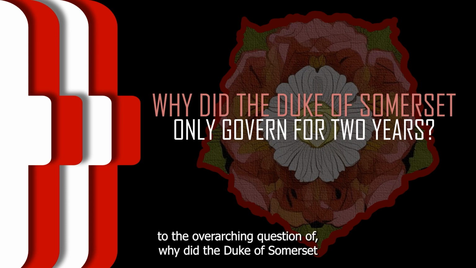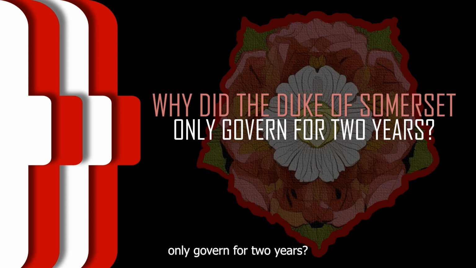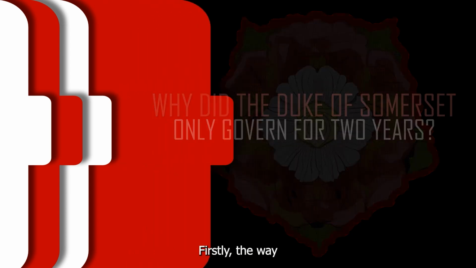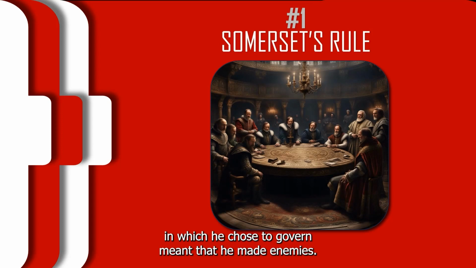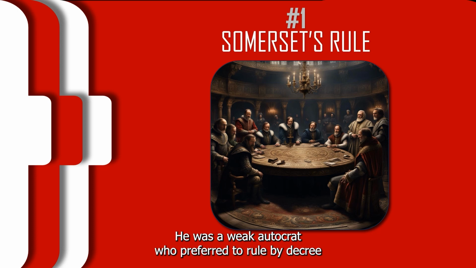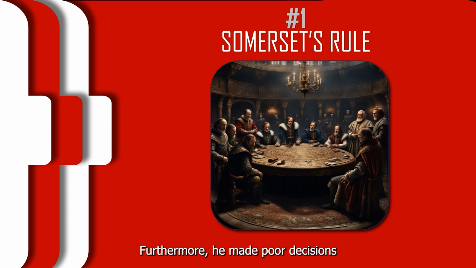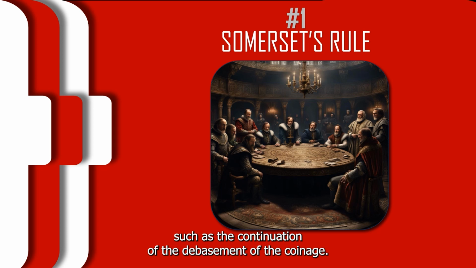Let's return to the overarching question of why did the Duke of Somerset only govern for 2 years? Firstly, the way in which he chose to govern meant that he made enemies. He was a weak autocrat who preferred to rule by decree than to consult Parliament or the Council in important matters. Furthermore, he made poor decisions, such as the continuation of the debasement of the coinage.